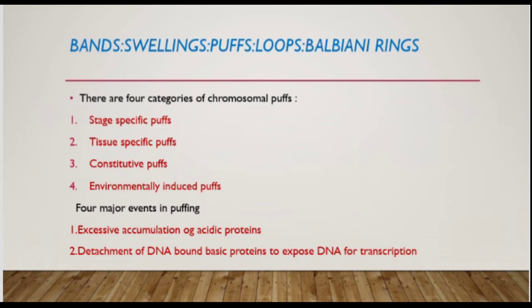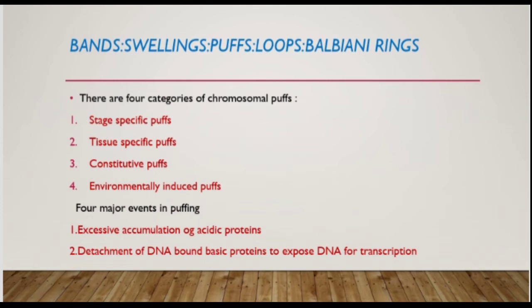The puffs are transcriptionally active expansions of chromatin. They are active centers of synthesis and accumulation of RNA, which means the chromosomal puffs are rich in RNA, and in some cases also rich in DNA content. In some puffs, the chromatin filaments are drawn out into a series of lateral loops, and this loop formation is known as Balbiani rings.